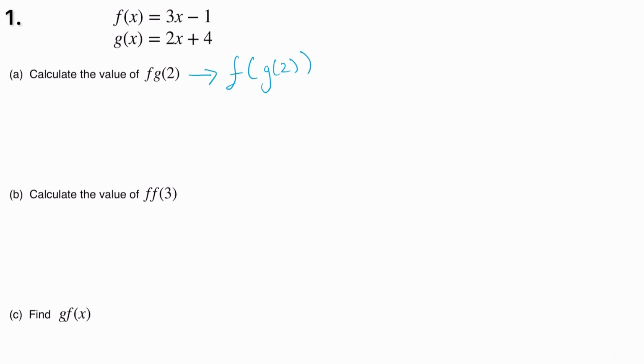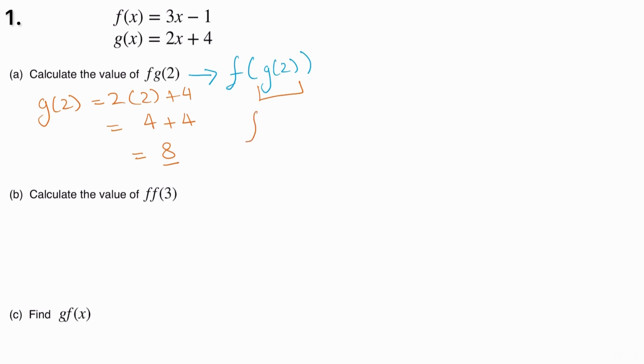So first you want to work out what is g of 2. So you have to put 2 into the g function, which will get us 2 times 2 plus 4, which gets us 4 plus 4, which equals 8. So now that we've worked out that g of 2 equals 8, instead of writing g of 2 in this function here, we can write 8.